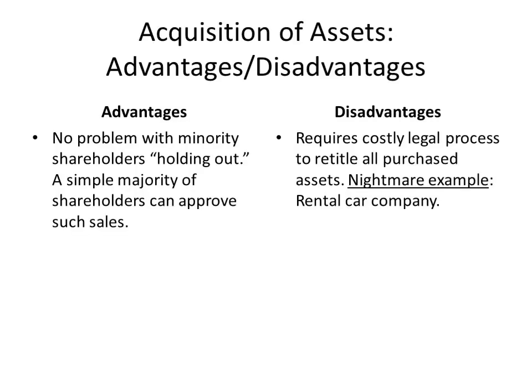What are the advantages and disadvantages of acquiring the assets? Well, the advantage is we don't have to worry about minority shareholders holding out. Why? Because asset sales can be approved by a simple majority of the shareholders. What does a simple majority mean? 50% plus one share. That's as opposed to the supermajority requirements of 2/3 or 3/4 that may be required to do a merger. What's the disadvantage? Well, it requires a costly legal process to retitle all purchased assets.